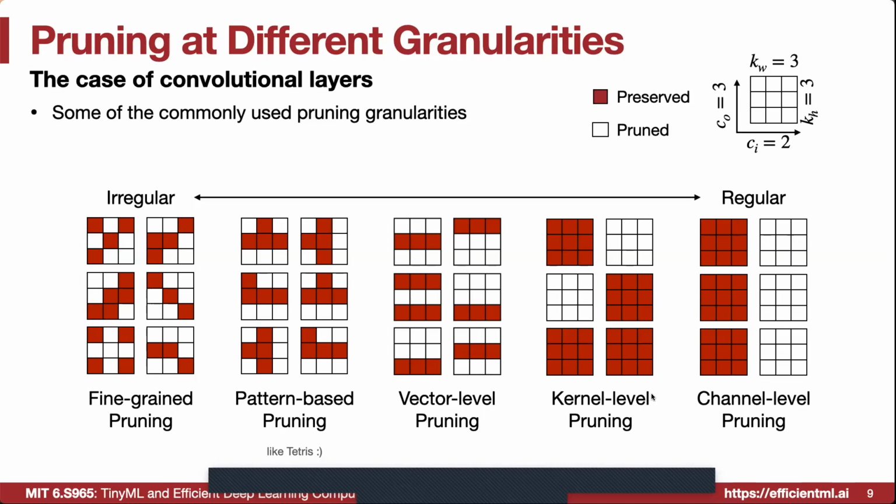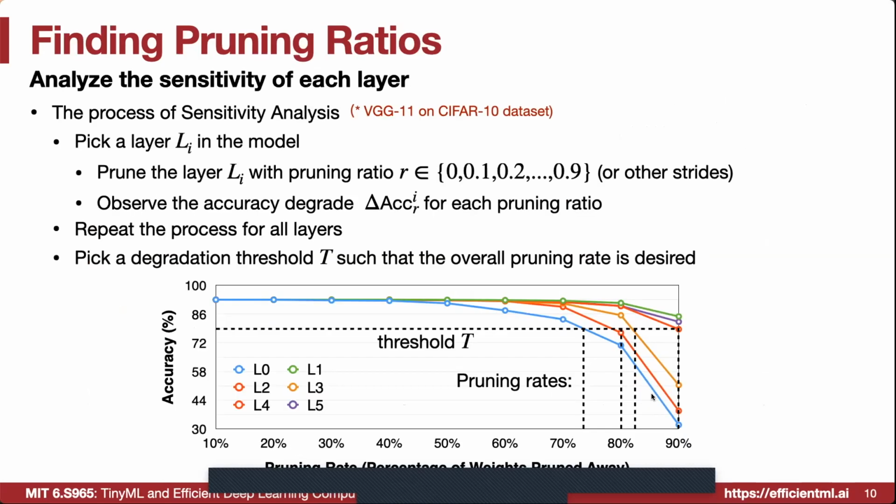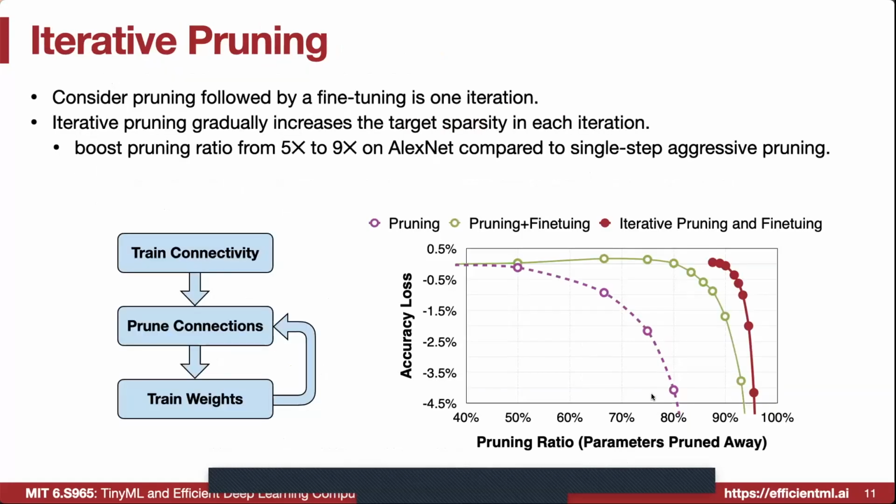And NVIDIA is using this 2-to-4 sparsity natively in their GPUs these days. We also talked about sensitivity analysis, which decides how much we prune for each layer. This is a semi-automated approach to decide the pruning ratio. As a result, we can now plot the trade-off curve between accuracy and model size. With iterative pruning, we can achieve a good trade-off between the accuracy and the model size.